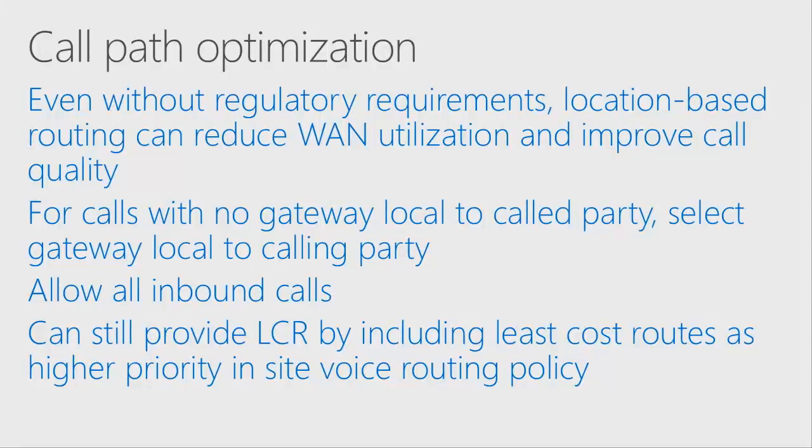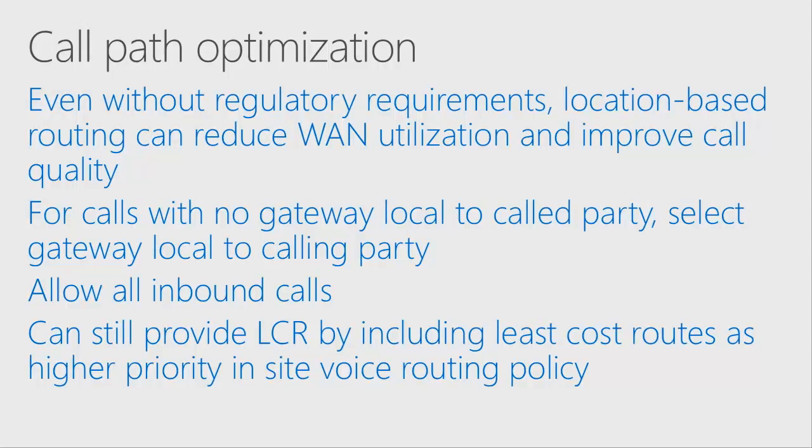It would cost the same either way. But now if I know where the caller is, it would be best to select the gateway that's closest to them. Right? So if you're in Seattle, use the Seattle gateway rather than go all the way over to the New York gateway and then back out to the PSTN. Okay? So it's just for optimizing the call path.